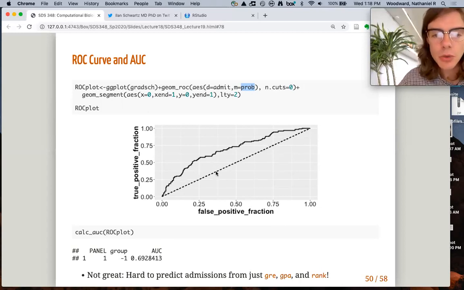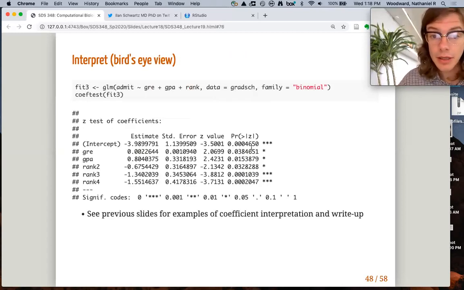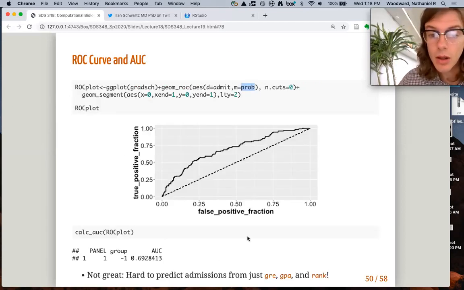So it's kind of a cool example, right? Because it looks like this model is awesome. It looks like, oh, wow, look at all those significant things. But when you look at how well it actually predicts admissions, that's why it gives you more insight into how well you're actually classifying, right? Going back to that question.